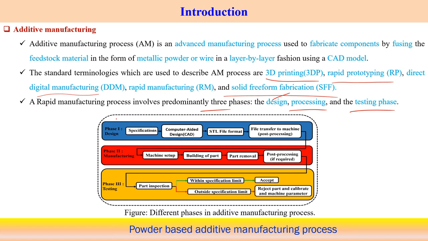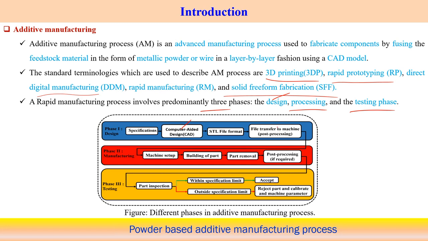Basically first we define the specification, then based on the specification we design the CAD model, and from the CAD model we create the data structure, usually the .stl file format. In this data structure we store the instructions telling the printing machine how the layer by layer deposition should be performed. The STL file is generated from the CAD file and then transferred to the machine, which performs the actual printing of the component.